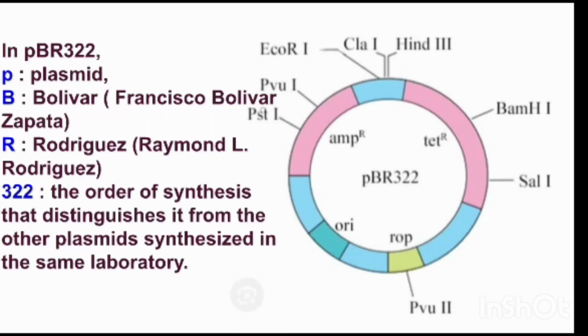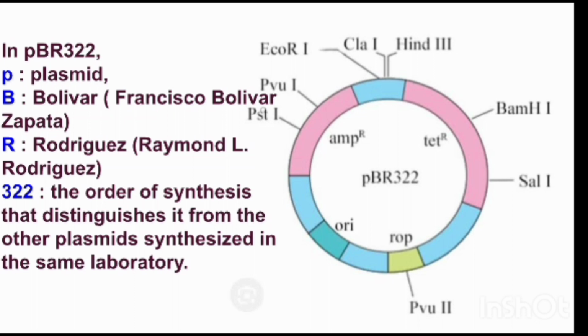Now coming to one plasmid, which is pBR322. P stands for plasmid, and B and R are for the name of the scientist, Francisco Bolivar Zapata, where Bolivar gives B.